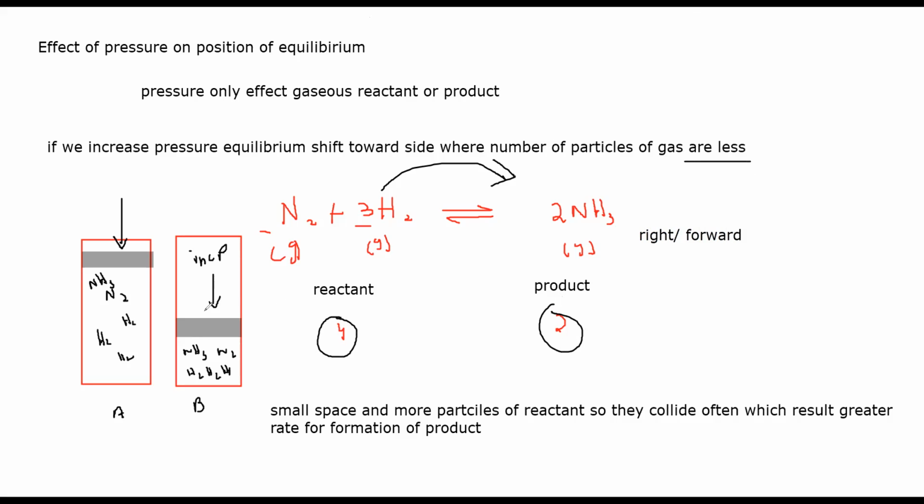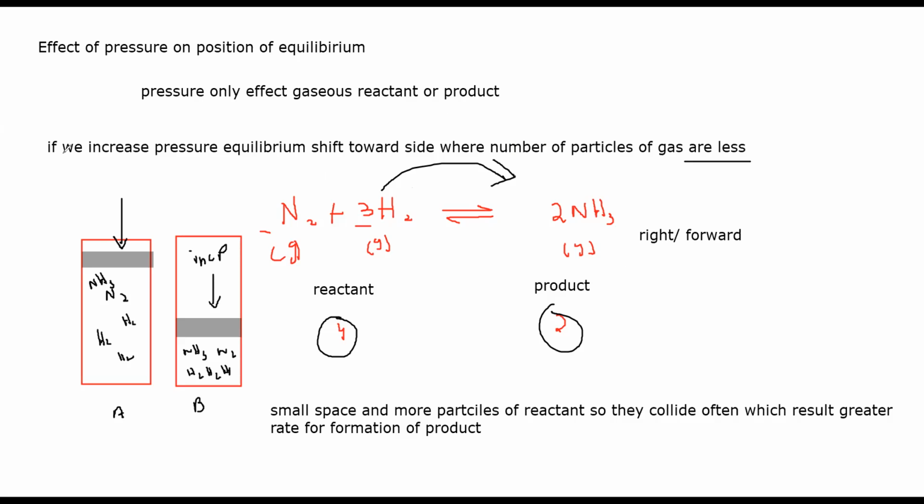I increase the pressure, which means I reduce the volume. As I reduce the volume, because in the mixture I had more reactant particles, they will collide more often. As they collide with each other, this results in a greater rate of formation of product. That is why equilibrium will shift towards the right hand side. Is it clear? The effect of pressure on the position of equilibrium.